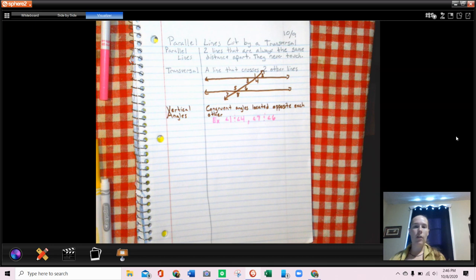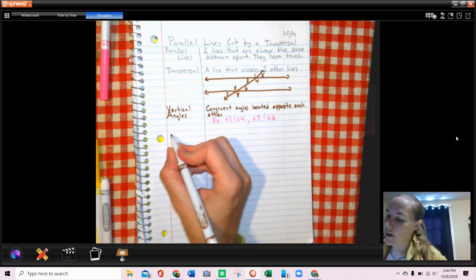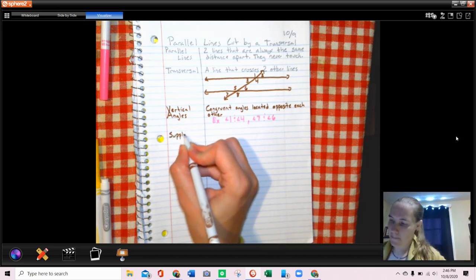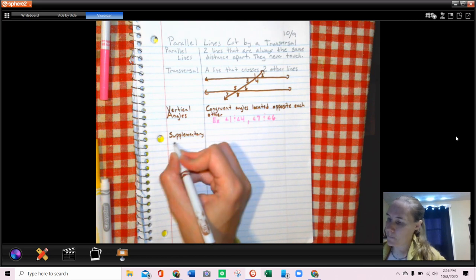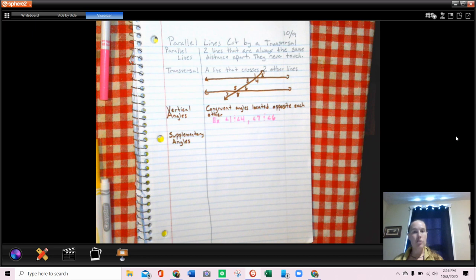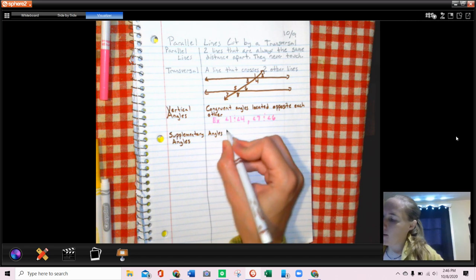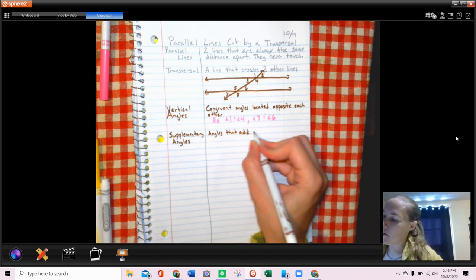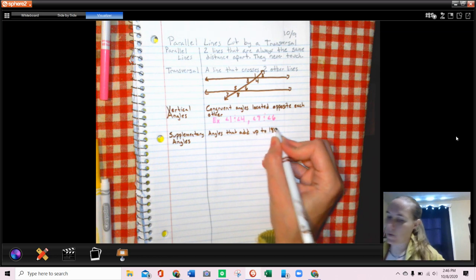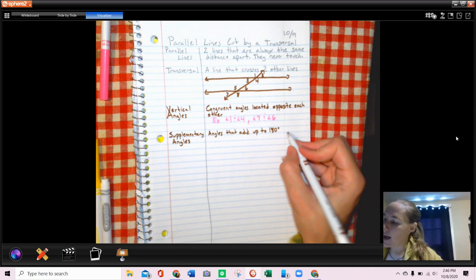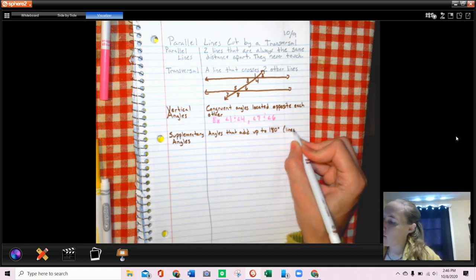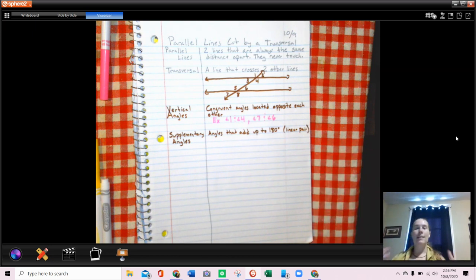All right, so those are vertical angles. We've been working with those. Another type of angle that we've been working with are supplementary angles. And supplementary angles, as we know, are angles that add up to 180 degrees. We can also sometimes think about linear pairs, because linear pairs, they are supplementary, but supplementary angles aren't always linear pairs.